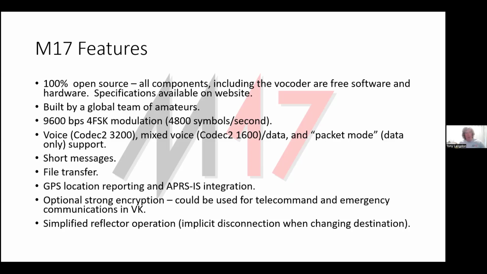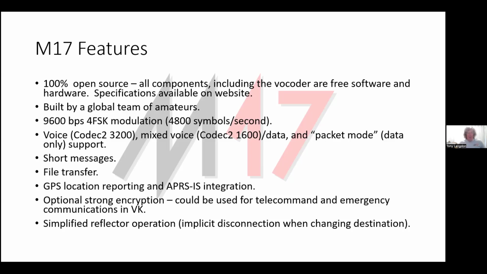GPS location reporting, and there is integration available for the APRS-IS system, so you can use your M17 radio as a tracker through your local gateway, and you'll appear with all the APRS nodes. M17 supports encryption using AES 128-bit from memory. Could be used for telecommand of amateur stations or satellites, and in VK emergency communications and training, also allowed to use encryption.